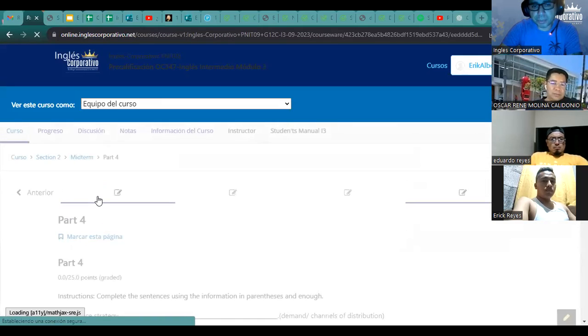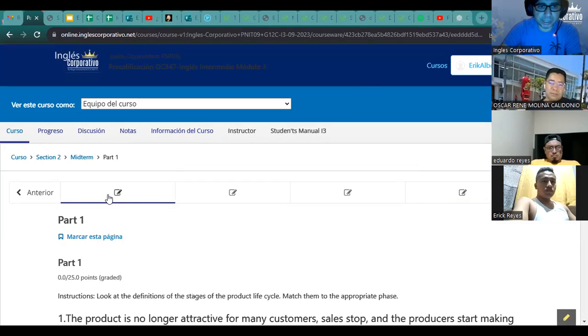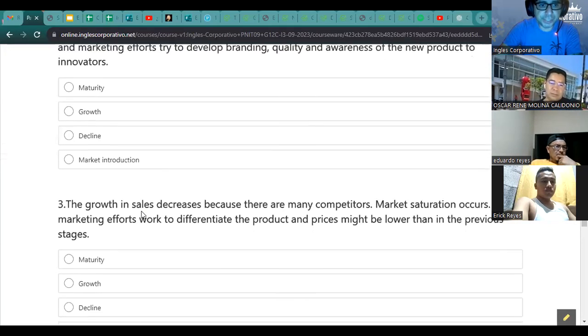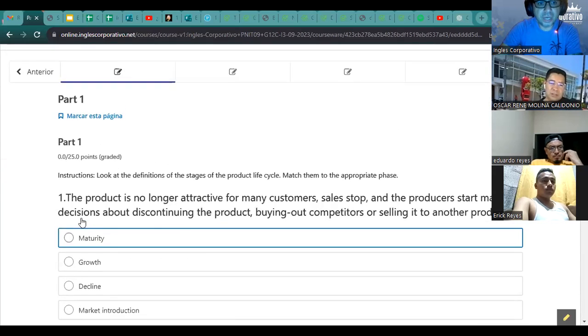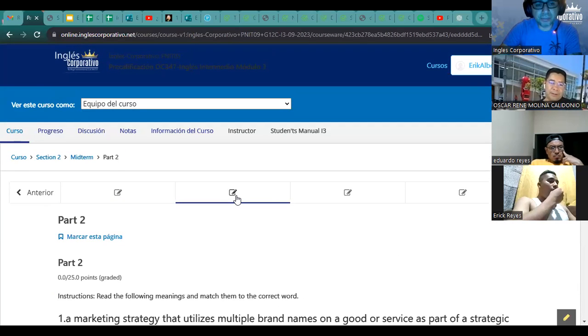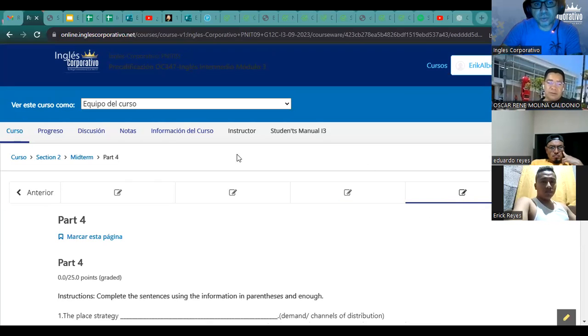And when you go to the midterm test, remember this, it has four parts. So we need to finish the first part, okay? And you submit that, and then you have to do the second part, the third part, the fourth part, and then you can move on to the other, okay?